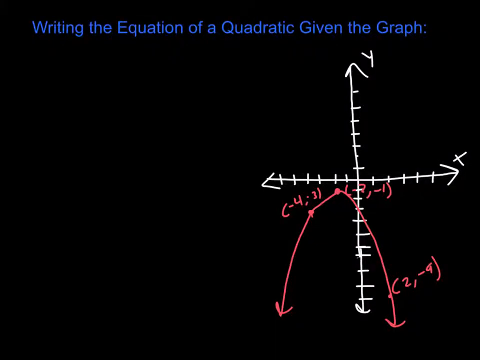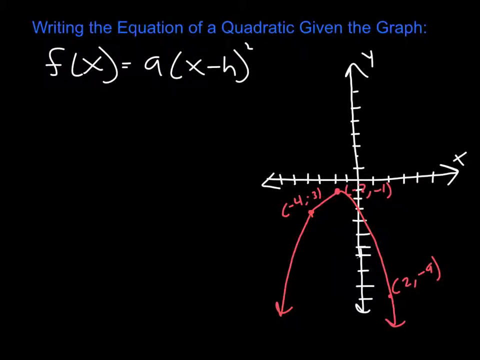Hi guys, this video will show you how to take a graph of a quadratic with the vertex given to us and some other points and be able to write the quadratic equation for it in both vertex form and also standard form. So I'm going to start by writing vertex form of a quadratic. f(x) = a(x - h)^2 + k.